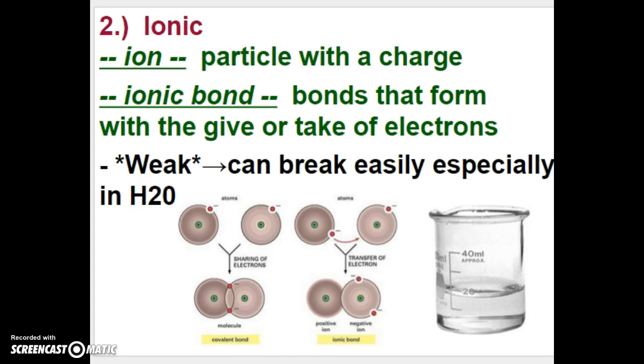Covalent bonds are very strong. Ionic bonds are very weak.